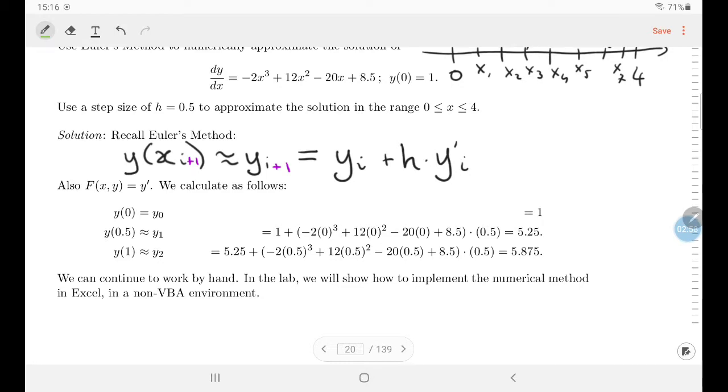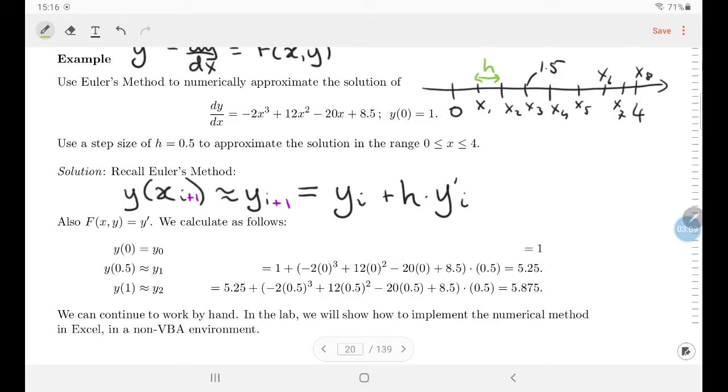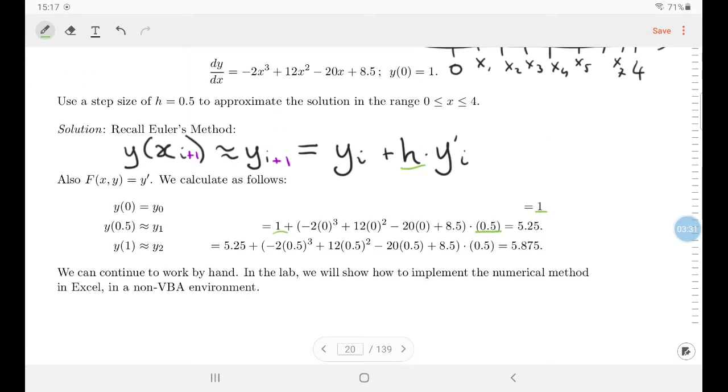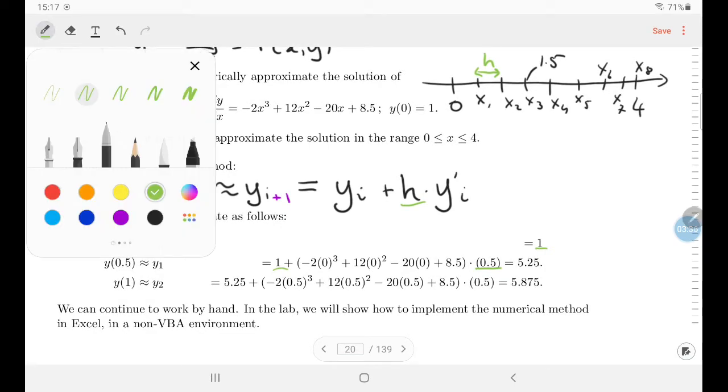So we calculate as follows. The starting value is 1. At 0.5, that's at x1, that's what we're calling y1. It's the previous value, which is 1, plus the step size. I have the step size over here, but of course in multiplication the order doesn't matter. And times the previous slope. I'm going to have a little table down here in a minute, just to show you. So we'll do our little table here.